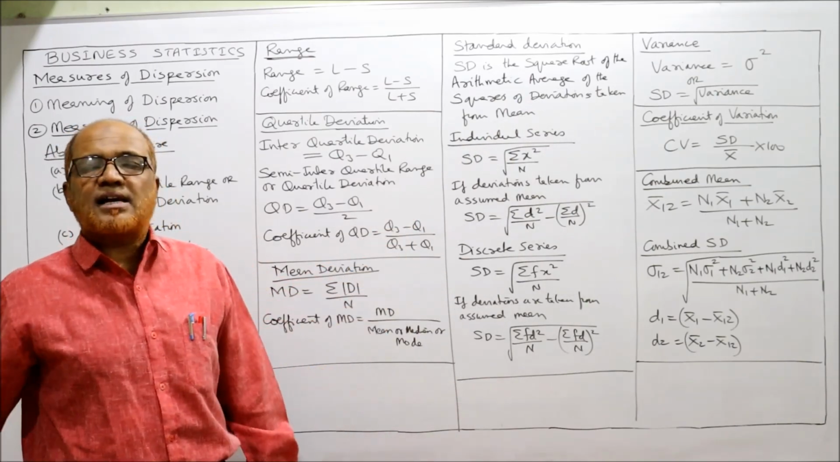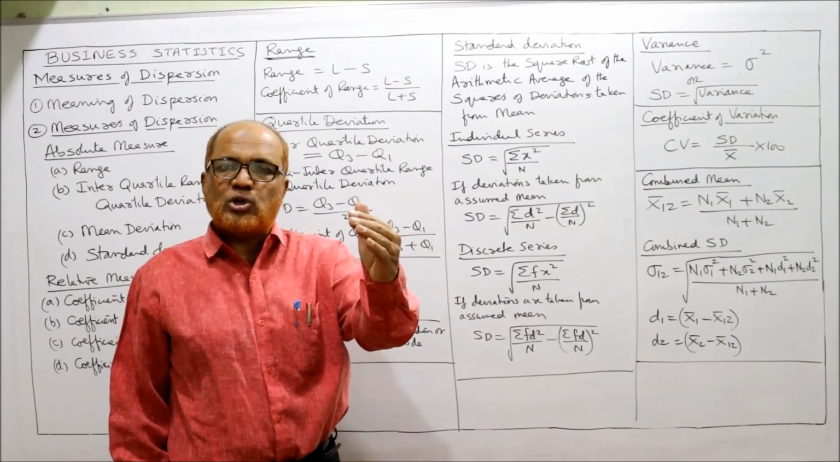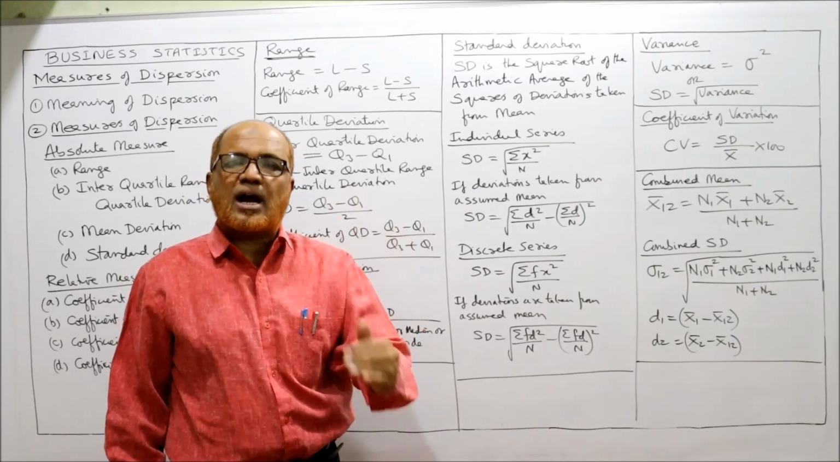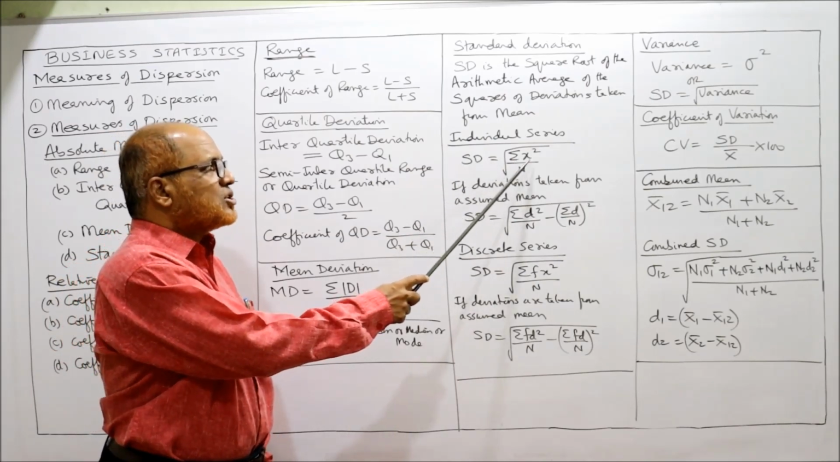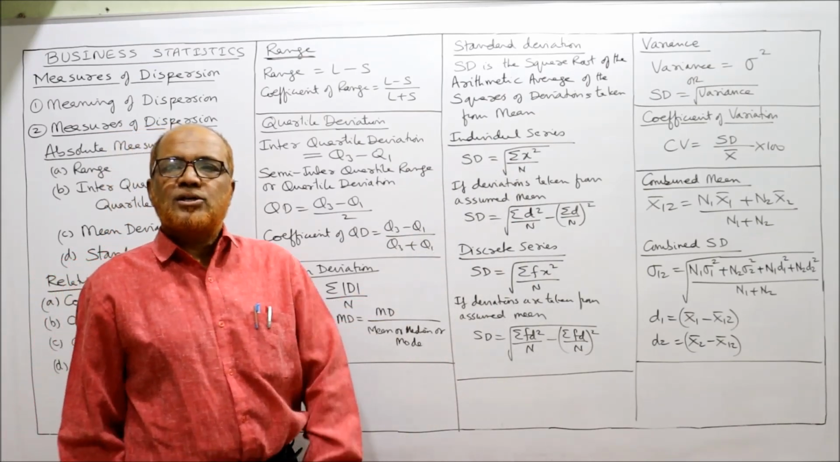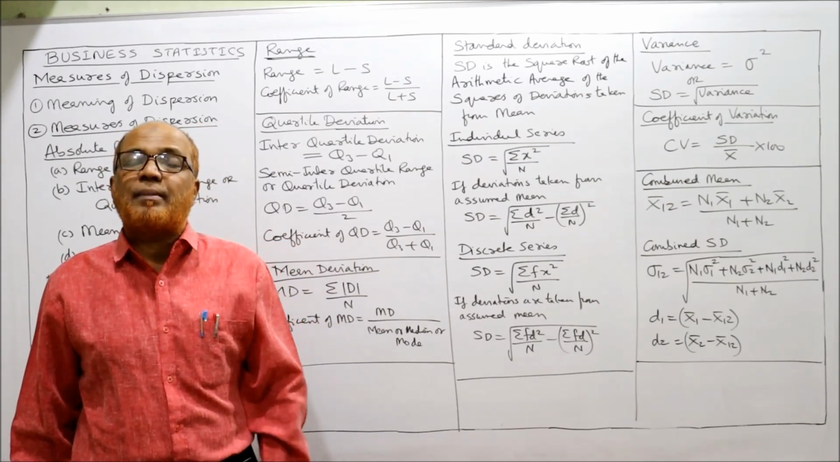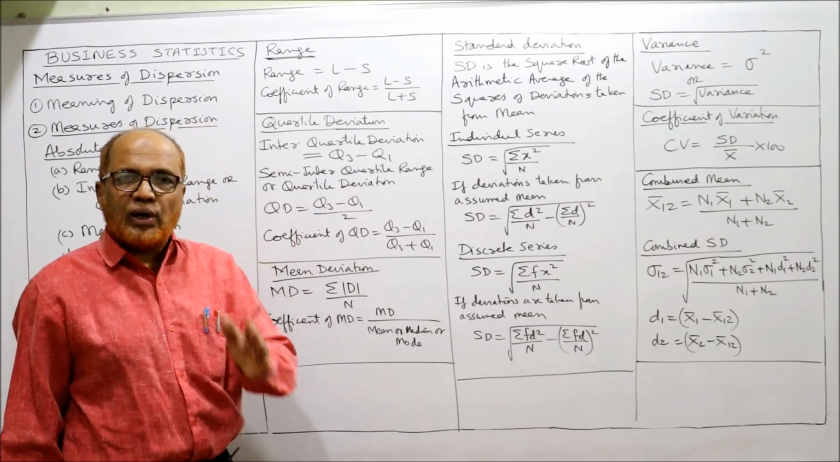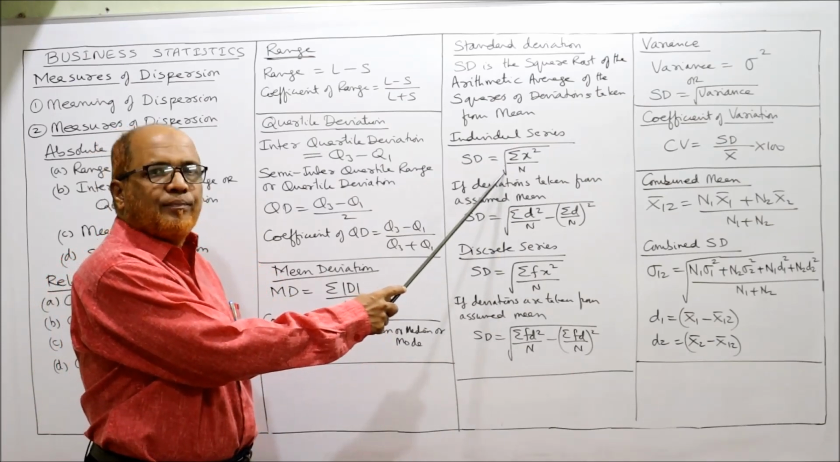So how to calculate standard deviation? It depends on the nature of the series: individual series, discrete series or continuous series. If it is an individual series, standard deviation is equal to the square root of summation x square by n, where small x means deviations taken from the actual mean. If deviations are taken from the actual mean, this is the formula.